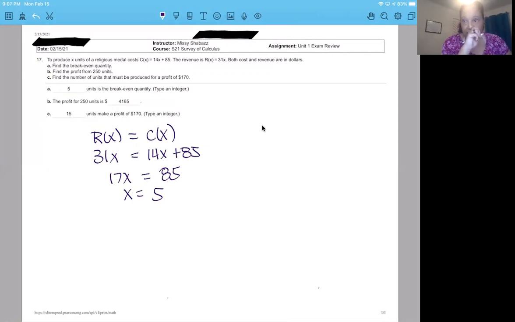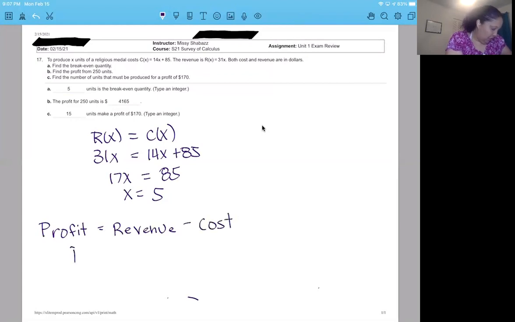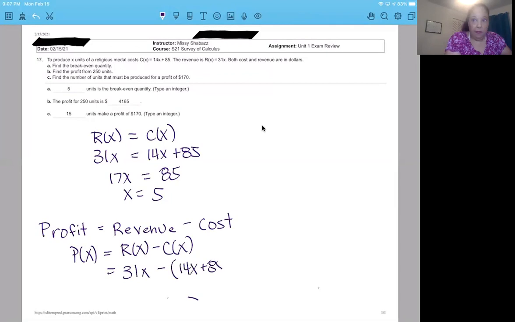Okay, so what I first need to do is find the profit function. And the profit function is revenue minus cost. So P of x equals R of x minus C of x. My R of x is 31x, and my C of x is 14x plus 85. So 31x minus 14x we found was 17x, and we have to distribute the negative sign, so we get minus 85, and that's my profit function.